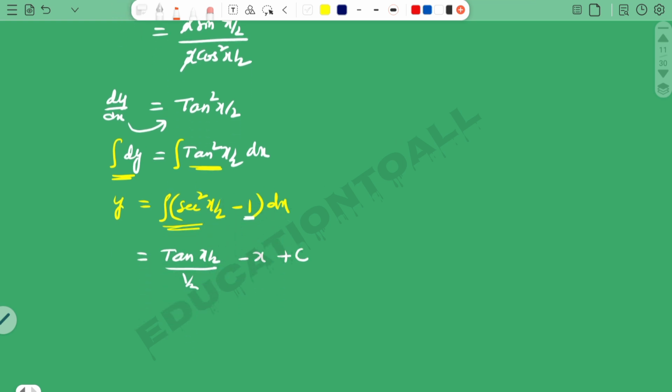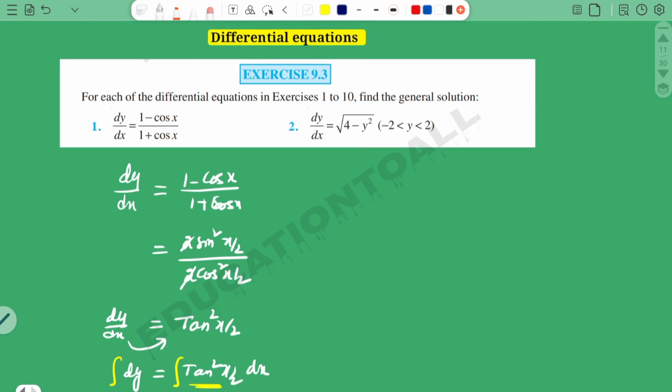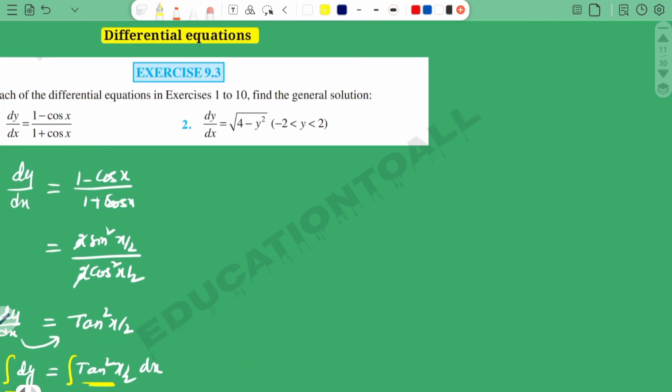c. On the left hand side y was there, so y is equal to, 2 in the denominator sending to numerator, 2 into tan x by 2 minus x plus c. So therefore y is equal to 2 tan x by 2 minus x plus c is the solution of the given differential equation. And similarly, solve question number 2 as well.